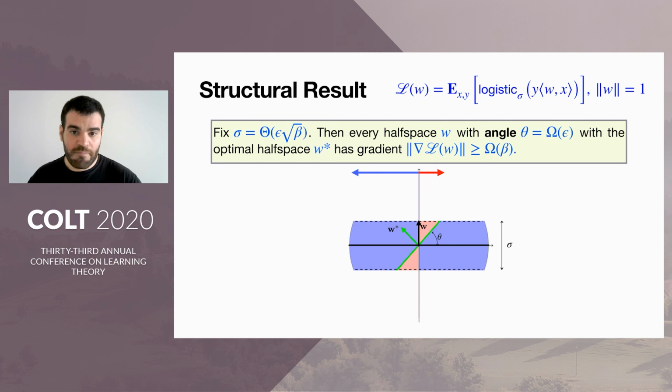So we started with a bad guess, and we saw that if you pick sigma to be small enough, this objective will also have large gradient. So we can safely optimize this objective using stochastic gradient descent and return an approximate stationary point. This structural result guarantees that this will be a good half space.